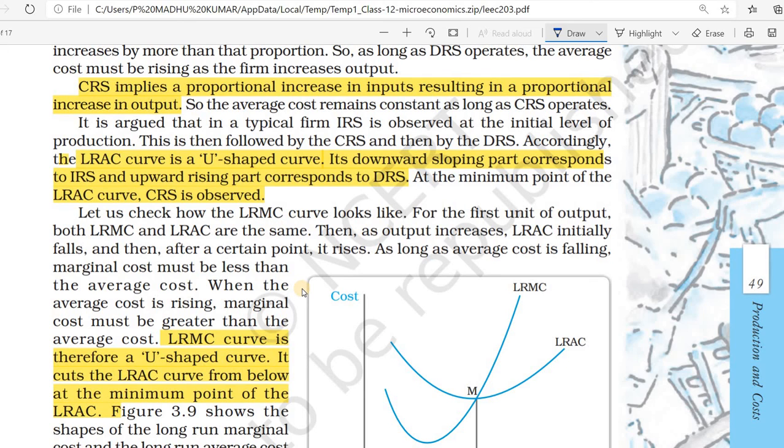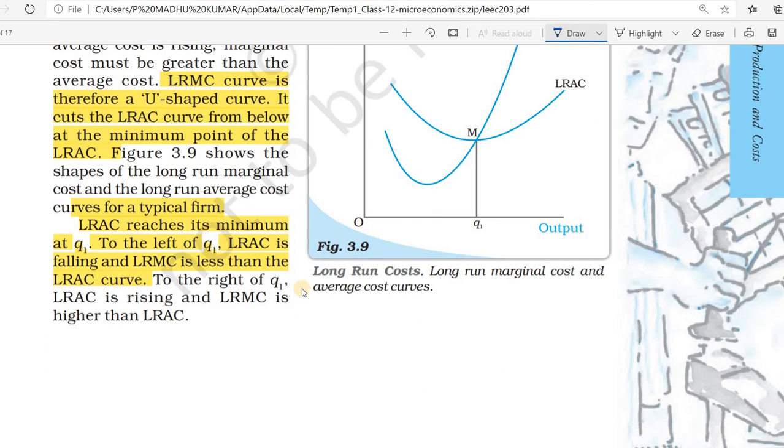We know there are two types: short run and long run. For the short run we call it the law of variable proportions, and for the long run we call it the law of returns to scale. There are three types of returns to scale: increasing, constant, and decreasing. The shape of the LRAC and LRMC curves is U-shaped. These are the main points in the long run cost curve.